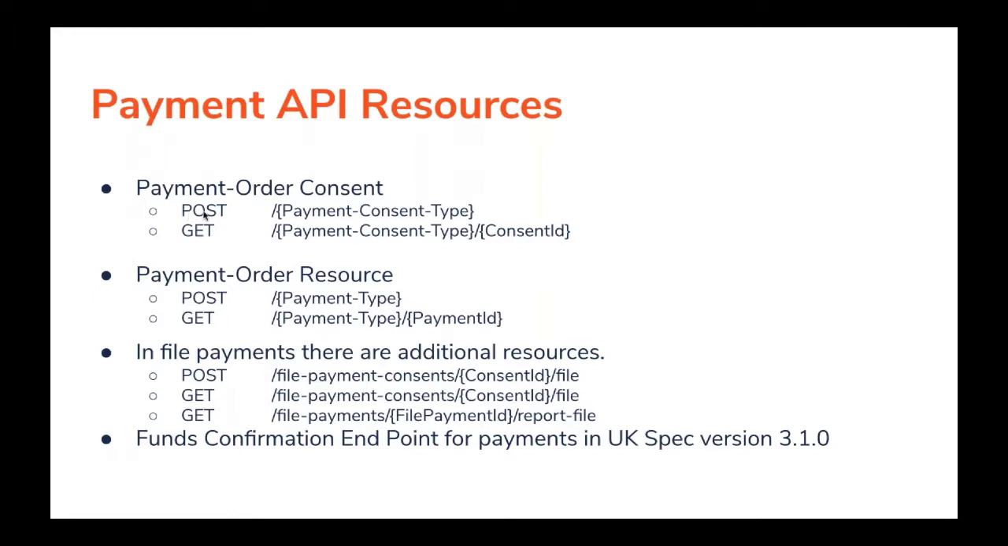except for the first POST instruction that we use for the consent staging, we have another POST request to upload the file. Also, if the TPP wants, he can download the file using this GET file payment consent, consent ID slash file endpoint. And after making the payment, there is a capability to get a report from the bank regarding the payment, so we use this third GET method. In UK spec version 3.1.0, in addition to these APIs, we have a funds confirmation endpoint that is used to check if the data account has enough funds to make this payment during the payment flow.